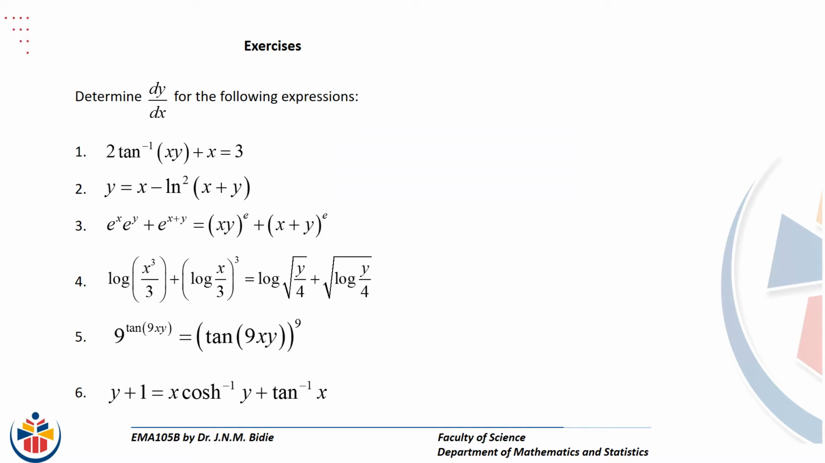Exercises based on implicit differentiation. We're trying to find the derivative of y with respect to x for all these 6 questions. Number 1, we have 2 arctan of xy plus x equal to 3. Number 2, we have y equal to x minus ln squared of (x plus y).